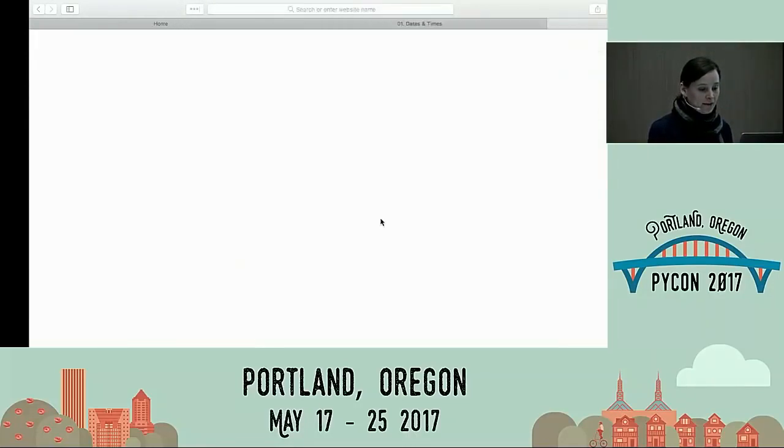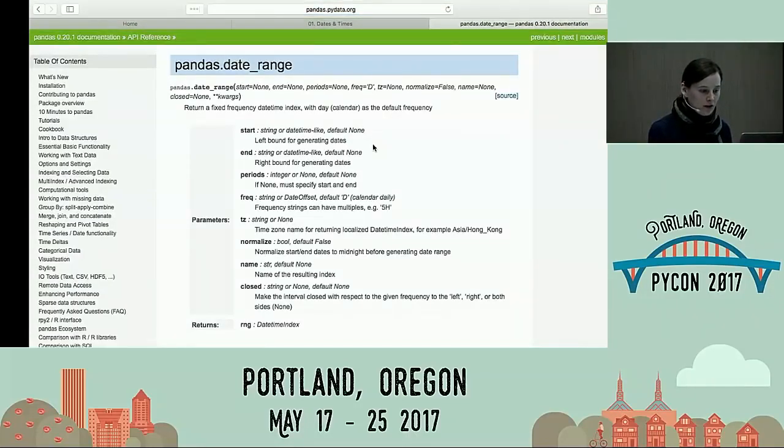Okay. So I don't know if we can all look at this at once, but I just want to make you aware of some of the parameters. So a date range, you can specify some of these. You don't have to specify all of them. And if you want to know how many of them you need to specify, you just have to think about it logically. So would I specify a start, an end, number of periods, and frequency? No, why not? It would be overspecified.